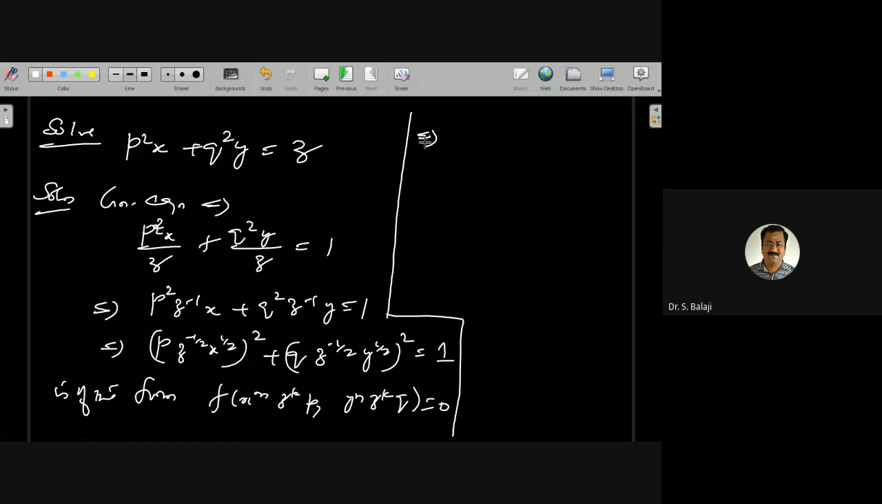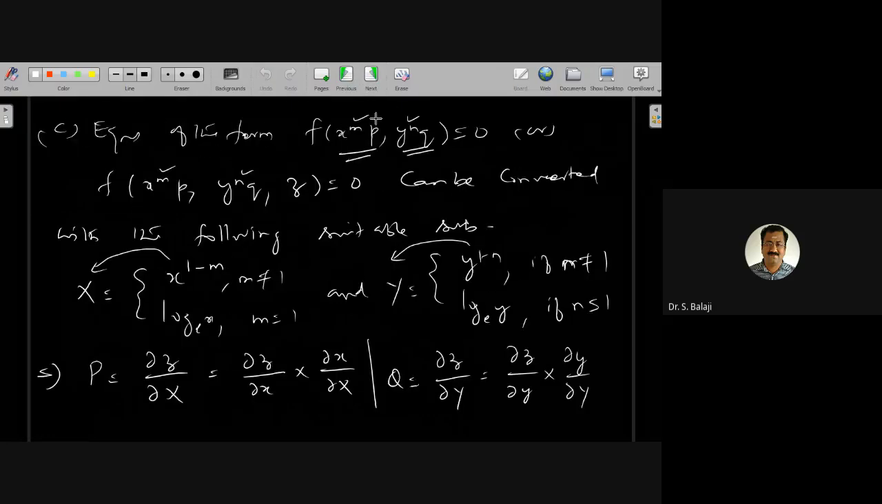What about m here? m is equal to 1 by 2, n is also 1 by 2, but k is minus 1 by 2. If m is not equal to 1, you can put the substitution X equal to x power 1 minus m. If m is equal to 1, you use log x.